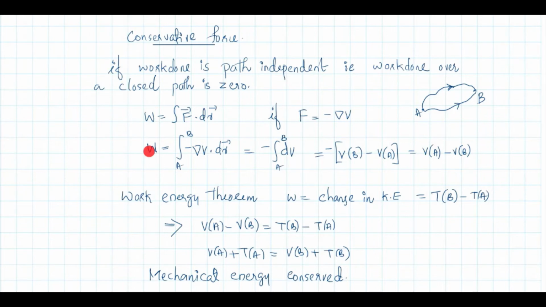So if the work done depends only on the end points, that is, it is just the difference of potential energy at A and at B, it doesn't depend on the path, it depends only on the values at the end points. If work done is path independent like this, then mechanical energy will be a conserved quantity. That is why it is called a conservative force. Such forces are called conservative force.